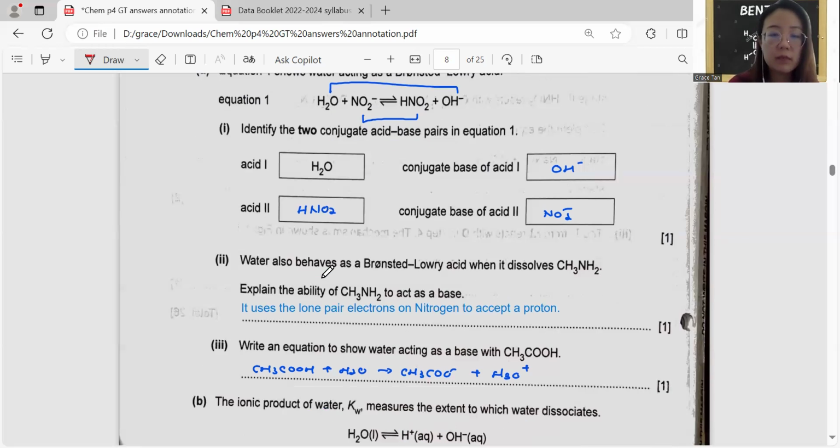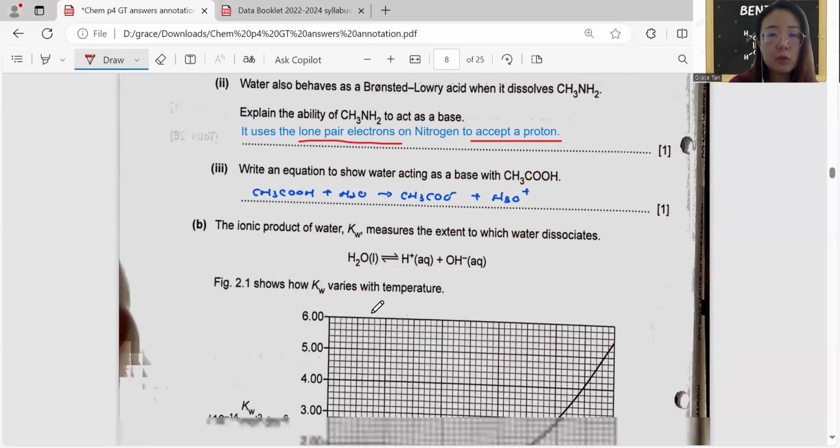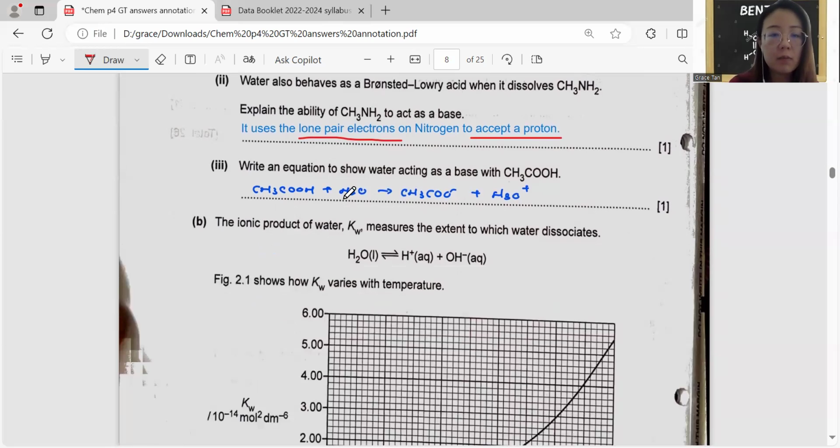Water can also behave as the Bronsted-Lowry acid when it dissolves in methylamine. Explain the ability of methylamine to act as a base. A base uses its lone pair of electrons to accept a proton. Accepting a proton means base, and the ability of the methylamine is to use its lone pair of electrons on nitrogen. Write an equation to show water acting as a base. So this time, water wants to act as a base. So water accepted a proton to become hydronium ion, H3O+, whereas your carboxylic acid donated a proton.